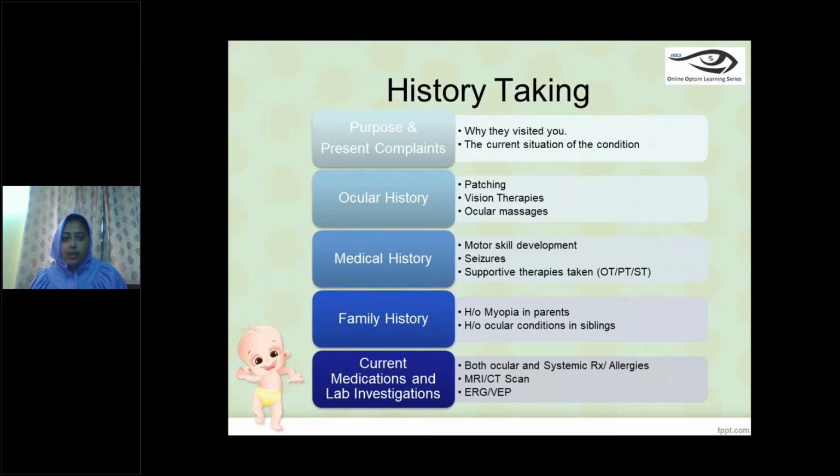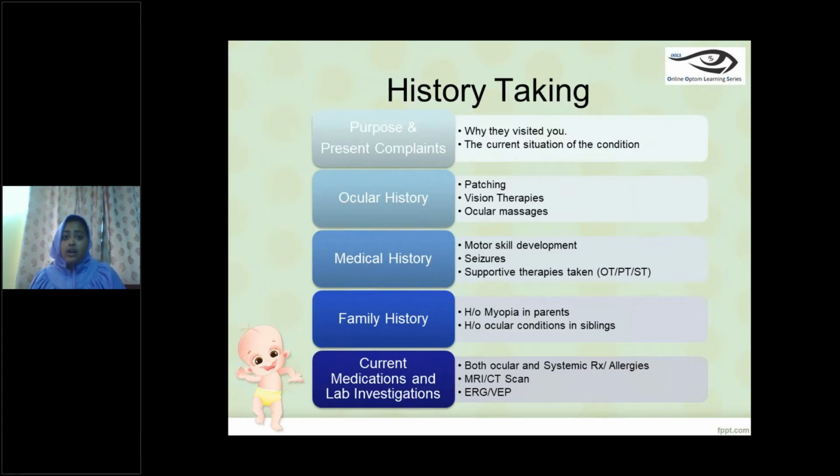First we have to ask about the purpose, why they have come in, and the present complaints, because this will give you a tentative diagnosis of what we are going to handle with that specific baby or child. In present complaints, we have to ask if the parents are noticing any squint, because sometimes they won't tell you upfront that their child has a squint, or they will try to hide the fact. So we have to ask them, do you notice any squint at any time?